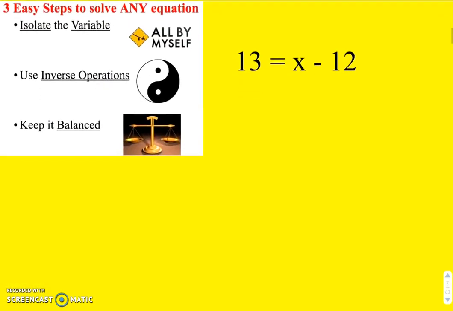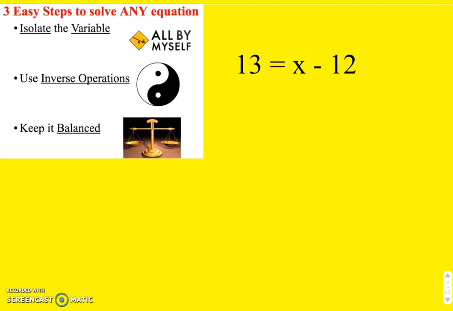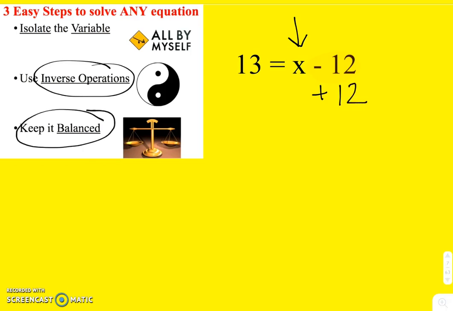Let's look at another one. I need to isolate the variable. So I need to get the x all by itself, which means I need to get rid of a minus 12. In order to get rid of a minus 12, I need to use inverse operations. The inverse of subtracting 12 would be adding 12. So right underneath, I'm going to put add 12. But I need to remember to keep it balanced. So whatever I do to one side of the equation, the equal sign, I have to do to the other side of the equation. So I'm going to add 12.